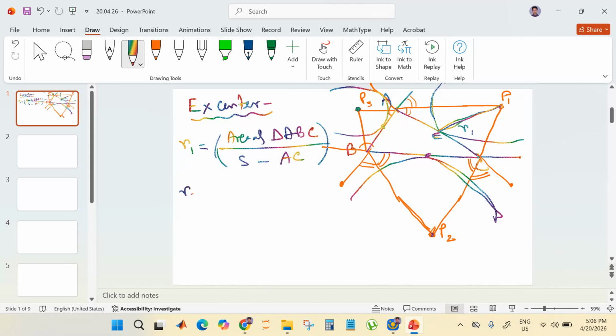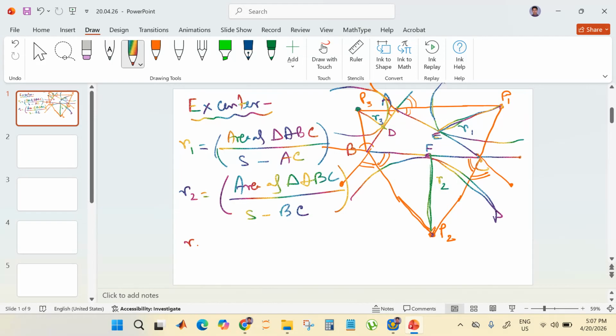Similarly, R2 will be the area of triangle ABC divided by S minus, suppose this is the radius R2, from P2. From P2 you can draw the radius R2 on BC. Suppose a point I have considered is EF, and this is D. So this is R3. R3 will be the area divided by S minus what, BC.